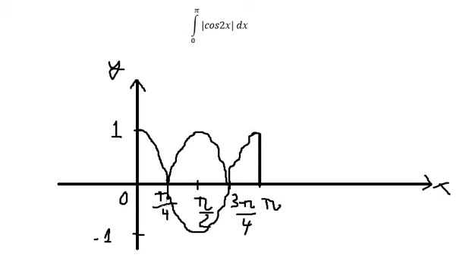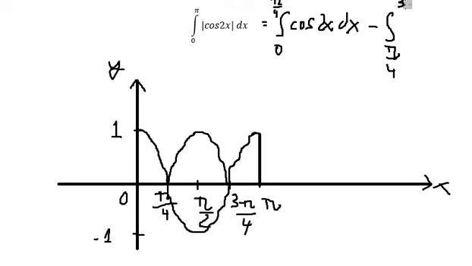So from 0 to b over 4, we just use cosine 2x dx. From b over 4 to 3b over 4, this is negative, but we want the area to be positive because that's the absolute value. So we need to put the negative sign in here. And we have from b over 4 to 3b over 4, and we have cosine 2x dx from 3b over 4 to b. That's positive, so we don't need to put the negative sign in here.